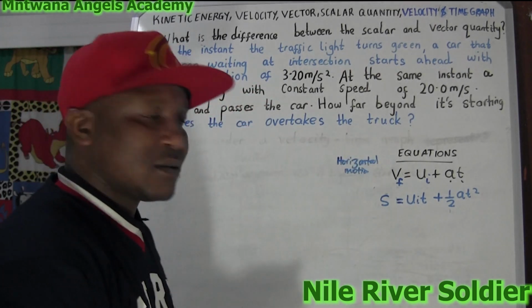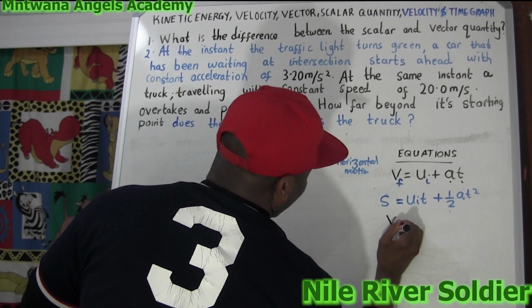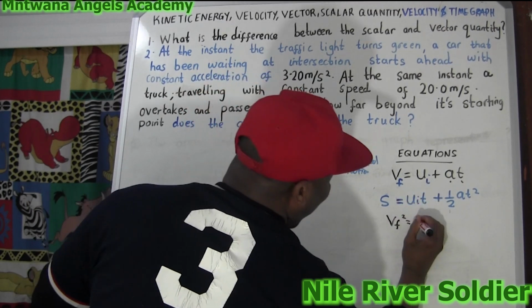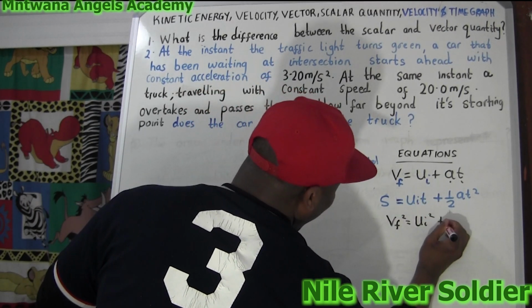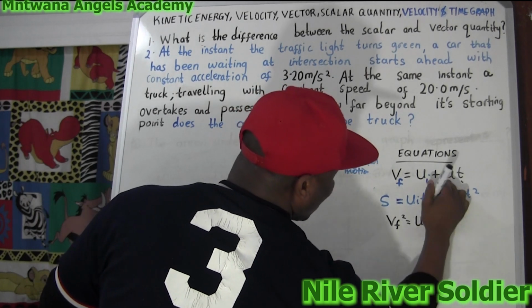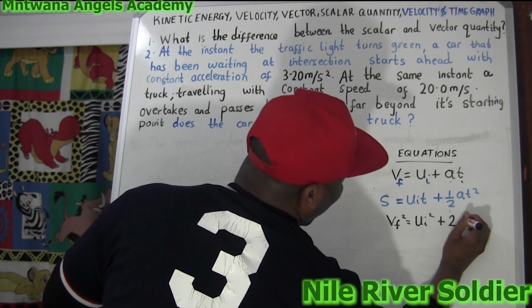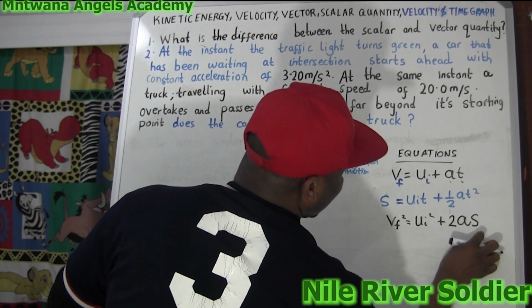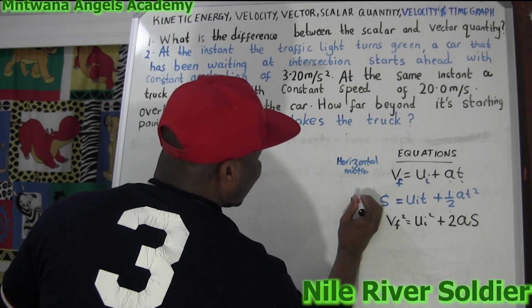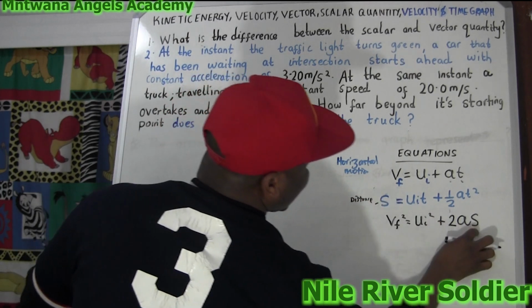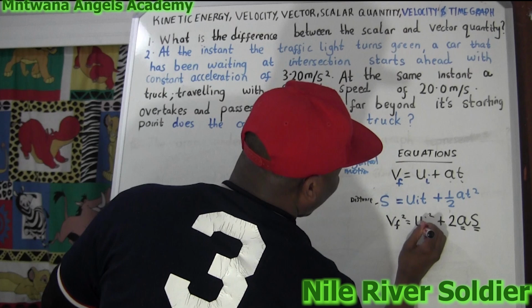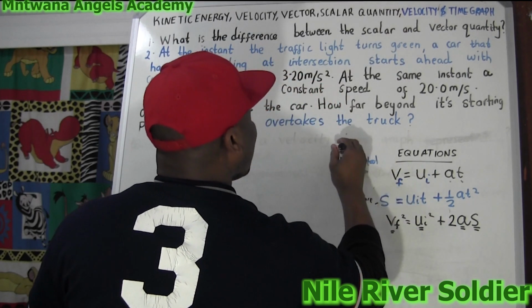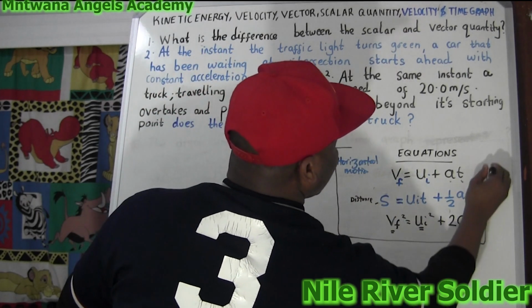Let me show you how to memorize the last one. Velocity final squared equals velocity initial squared plus 2 times A times distance. Here S is distance, A is acceleration, and these are the initial and final velocities. Please memorize this.